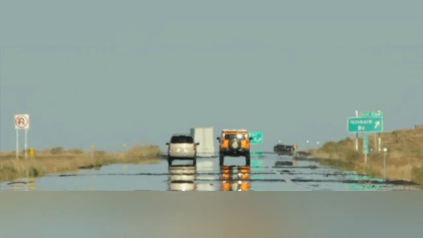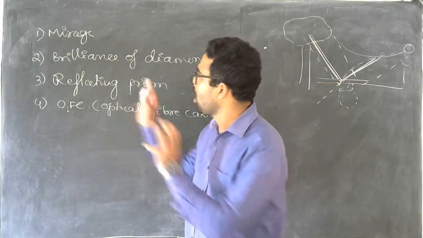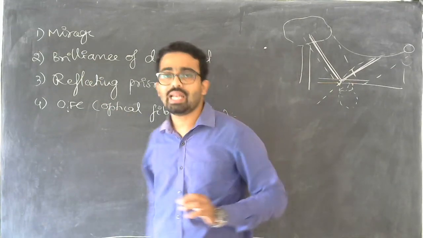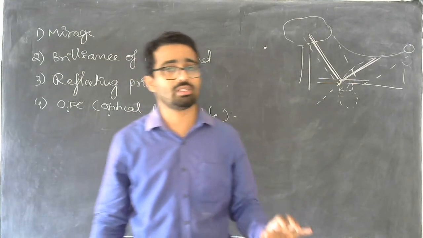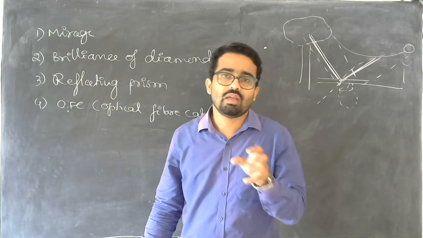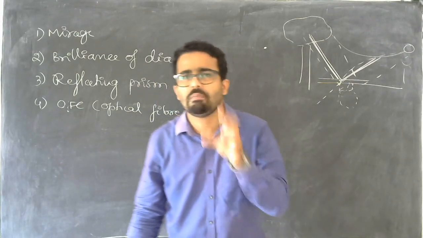Here also we can see reflections on the road. This is also because of total internal reflection. So this is one phenomenon which we observe in nature. Second one is brilliance of a diamond. Diamond is very famous for us because of its brightness. If light falls on it, it will seem very bright.